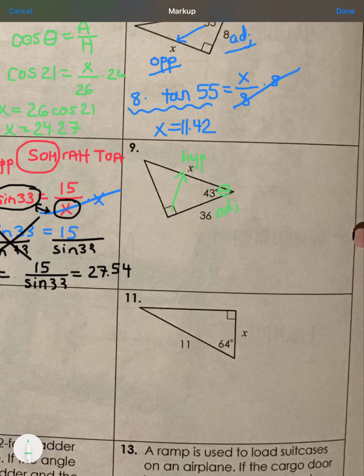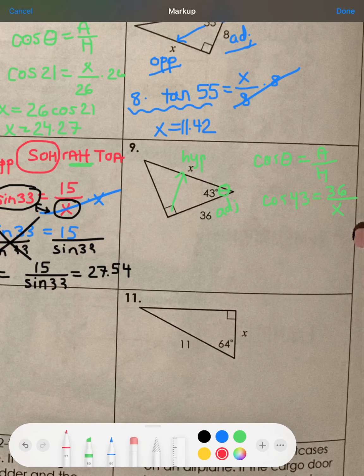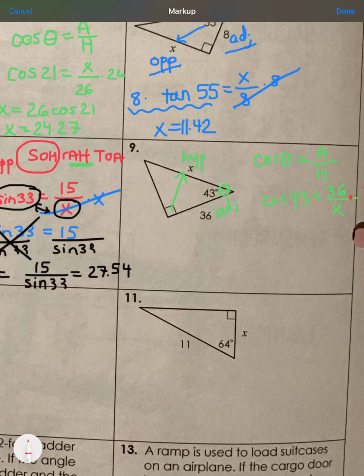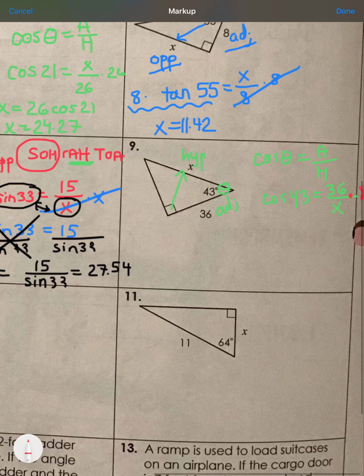We have theta is 43. We have the hypotenuse across from the right angle. And we have the adjacent, which is next to the angle. So which one relates the adjacent and hypotenuse? The A and the H go with the K. So we have cosine theta equals A over H. Cosine 43 equals 36 over, we don't know what the hypotenuse is.